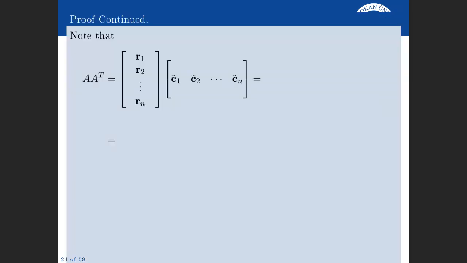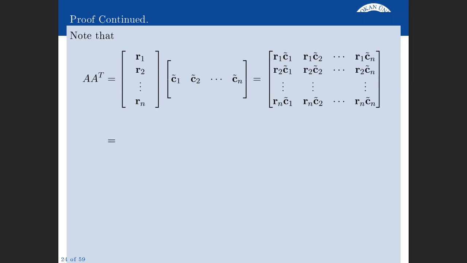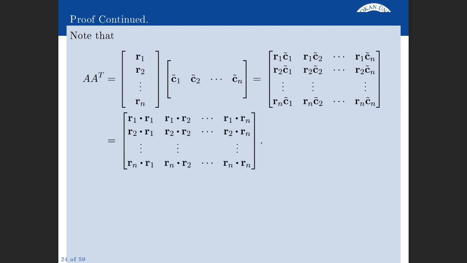Now what do we do if we multiply two matrices together? Well, really we're multiplying rows in the first matrix by columns in the second matrix. So for example, to create this entry, we take the first row of A and we multiply it by the first column of A transpose, and so on. But the first column of A transpose is the same as the first row of A. So R1 multiplied by C1 tilde must be the same as R1 dot R1, and the same in all of the other entries.